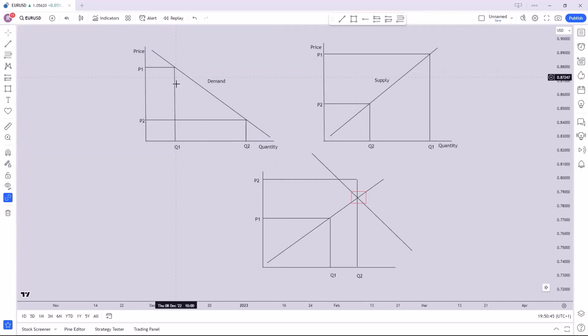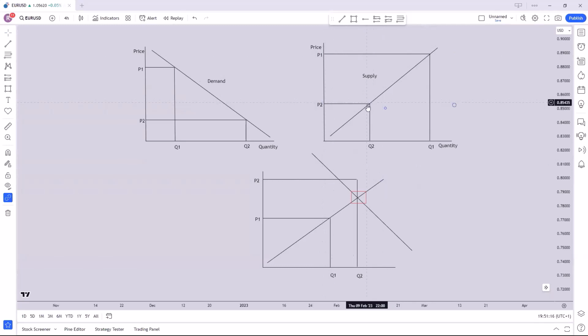When price is high, the demand for it is low because not a lot of people actually want to buy at that high price. But then when the price is low, the demand for it becomes high, obviously, because more people are willing to actually enter in at that price and buy it. Then we've got the supply. When the price is high, the quantity of the supply is high because obviously the suppliers are more incentivized to actually sell at this high price.